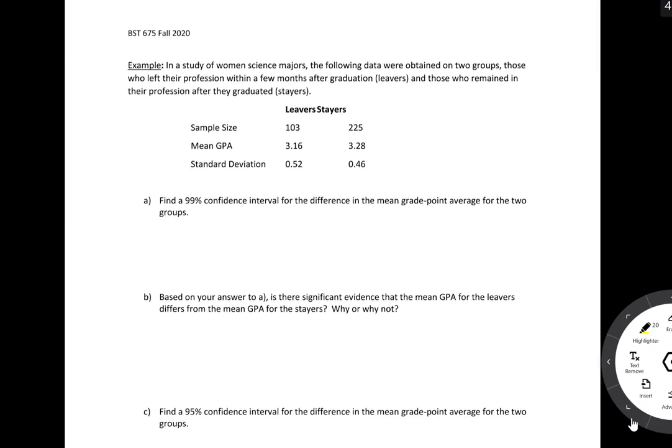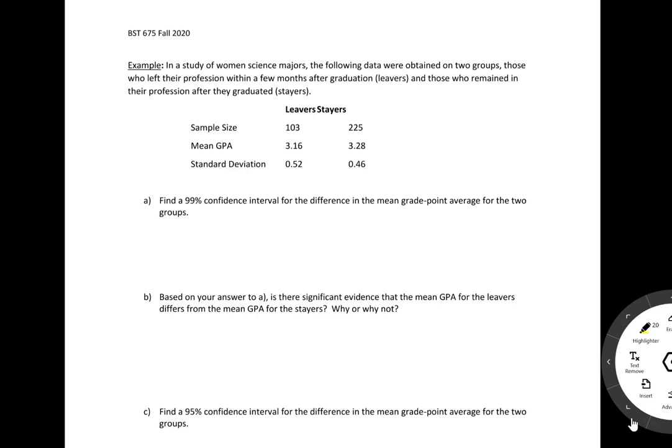All right, so we have another example. This one says, in a study of women science majors, the following data were obtained on two groups: those who left their profession within a few months after graduation, leavers, and those who remained in their profession after they graduated, and we're going to call those stayers. So the first thing we need to do is find a 99% confidence interval for the difference in the mean grade point average for the two groups.